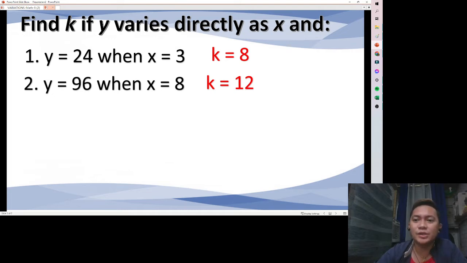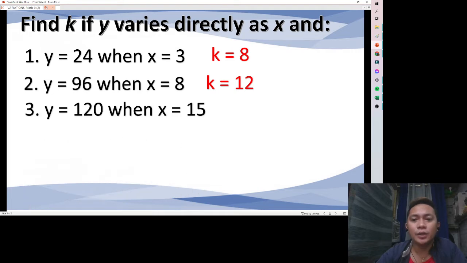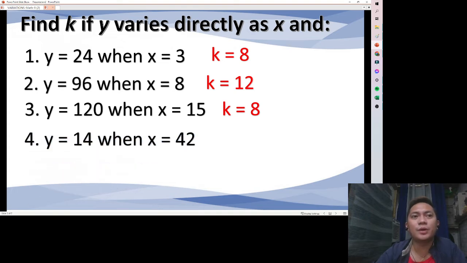So, using that equation, Y is equal to KX, masasolve din natin yan. And to simplify, divide mo lang yung value ni Y over X. Okay? Kasi varies directly naman siya. Next. Number 3, we have 120 for your Y and X is equal to 15. 120 divided by 15. Okay. So, that is equal to 8 also.